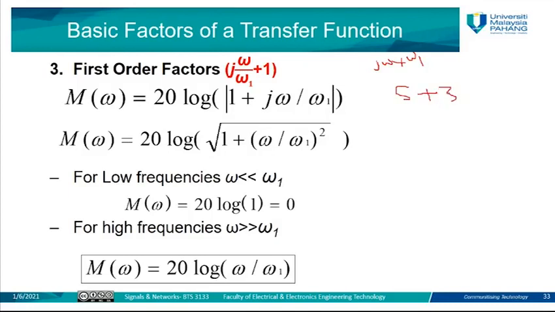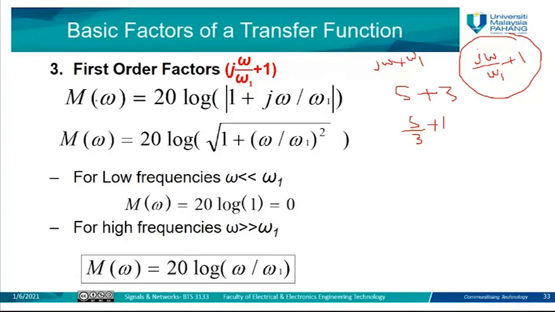What we need to do is remove this 3 by dividing by 3, so it becomes s over 3 plus 1. In this case, we are going to divide by omega 1, so it will be j omega over omega 1 plus 1. So this is the first step. You need to convert it into this form. Then you need to draw for that value, so the log magnitude and also the phase.